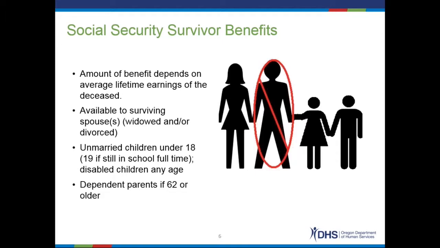Then we have Social Security survivor benefits. And again, the amount of the benefit depends on the average lifetime earnings of the deceased. It's available to surviving spouses, widowed and or divorced, unmarried children under 18 or 19 if still in school full-time. Social Security survivor benefits are available to disabled children of any age and even dependent parents if they're 62 or older. So if you're claiming parents as dependents, they're over 62, they are entitled to Social Security survivor benefits.